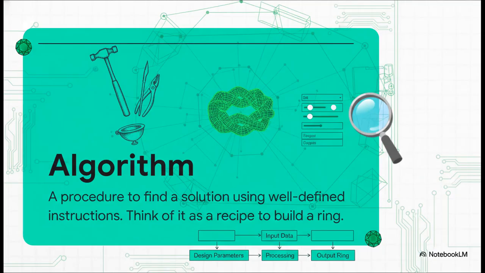Now, the engine behind that recipe is something called an algorithm. And I know that word can sound a little intimidating, but don't let it fool you. All it is is a set of instructions. It's literally the recipe for building that ring. You know how a jeweler has a very specific set of steps to create a ring? Well, an algorithm is just that same process, but written down so a computer can follow it perfectly every single time.